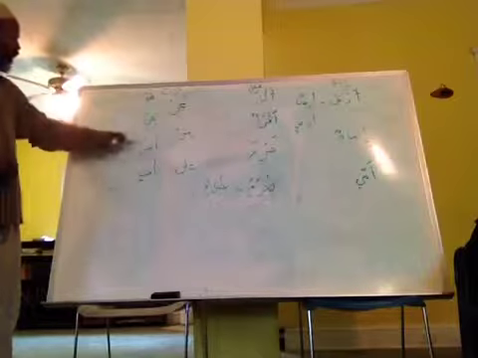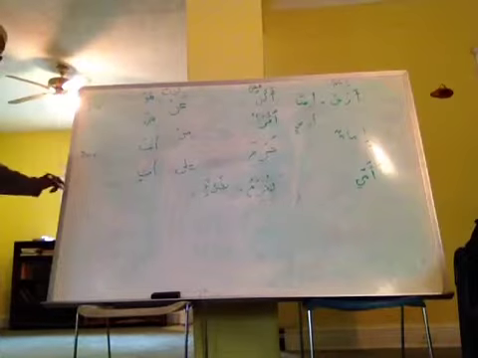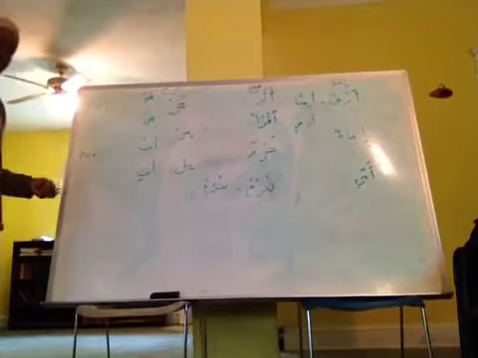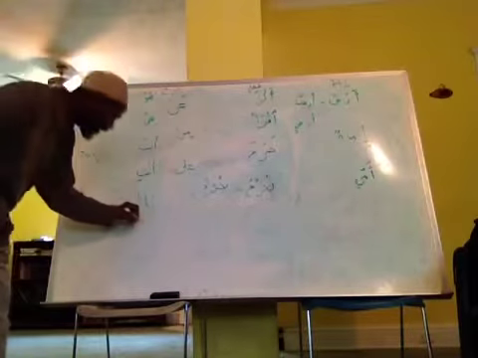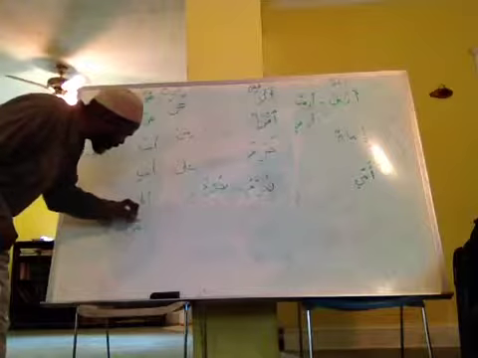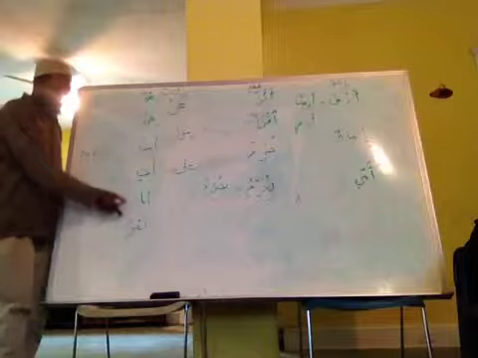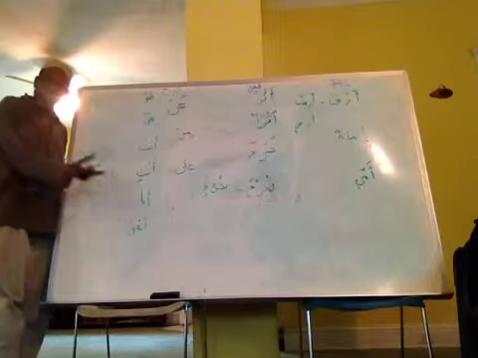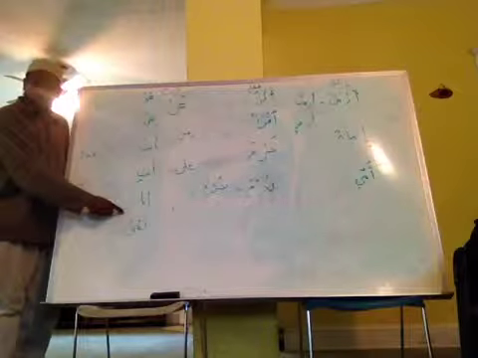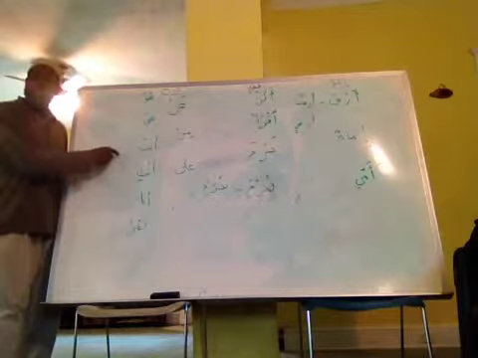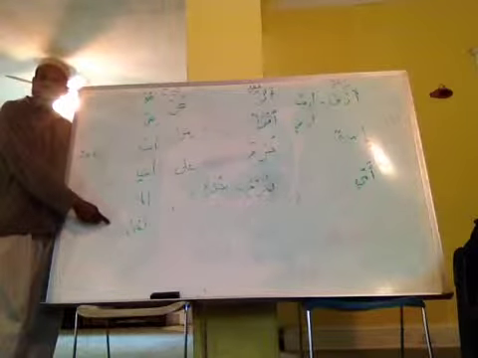So he, she, you. Now we're at first person. Anna and nahnu. And for first person, these are the only two we have. So in Arabic, we have 12 in total: 2 for first person, 5 for second person, and 5 for third person. That brings us to a total of 12 pronouns we have to learn.